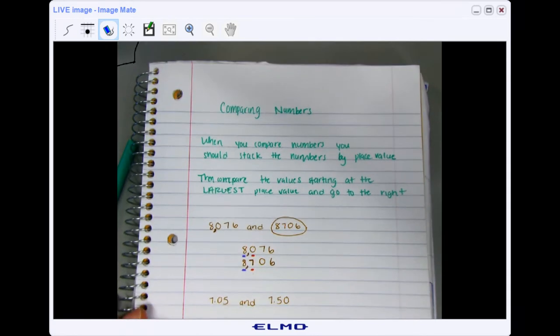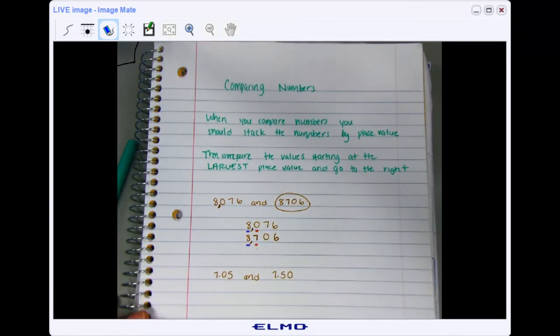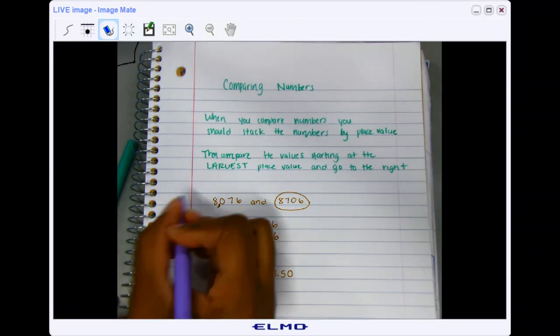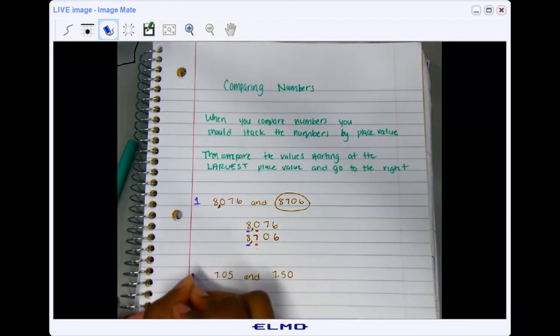Moving on to number 2. I want you to set up your two numbers for number 2 by stacking them on top of each other by place value. Do that now.